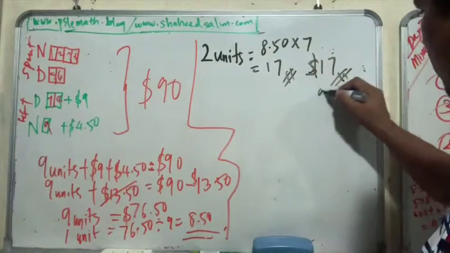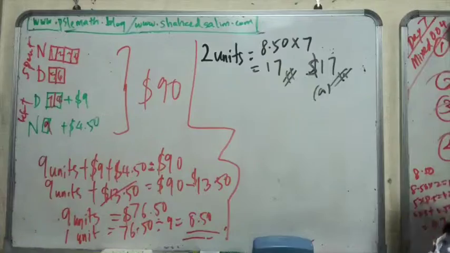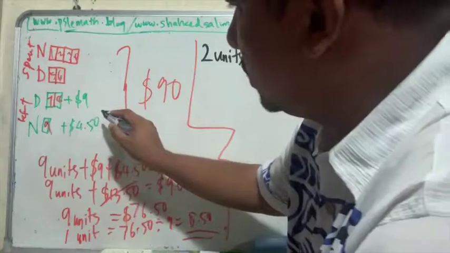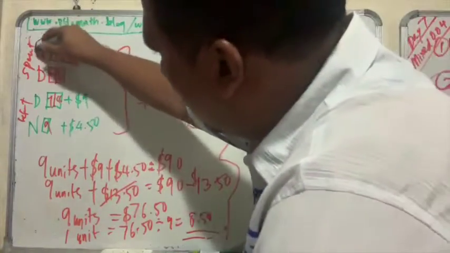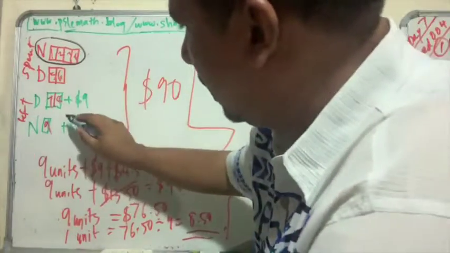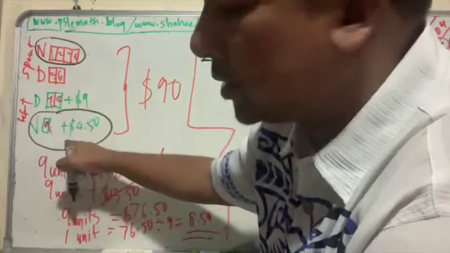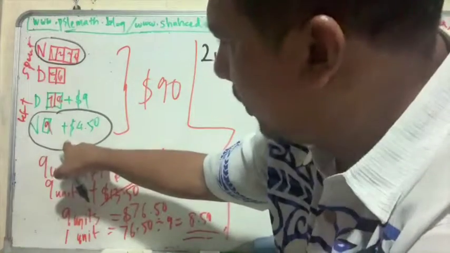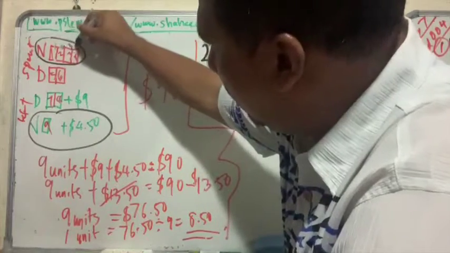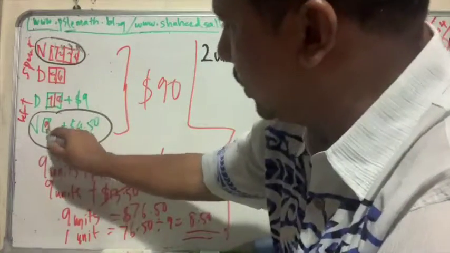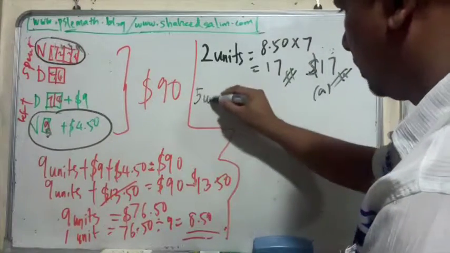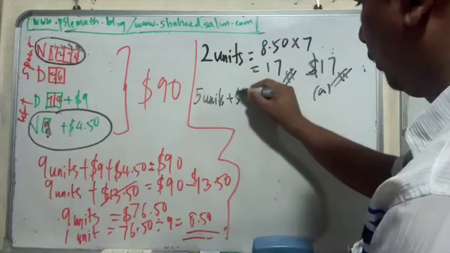Alright. And what about B? How much money did Nick have at first? Well, this is made up of 2 parts. 1 part here, Nick had this money before he spent it, and Nick must have this money which he has left with. So over here you have 1, 2, 3, 4, 5 units plus $4.50.